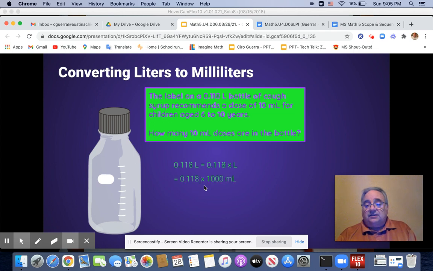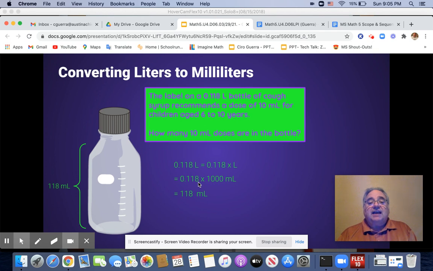1,000 milliliters. Now, if I remember my math and remember how we learned this, I have 3 zeros multiplying this. So that means I'm going to have to move my decimal over to the right 3 place values, 1, 2, 3, which gives me 118 milliliters.